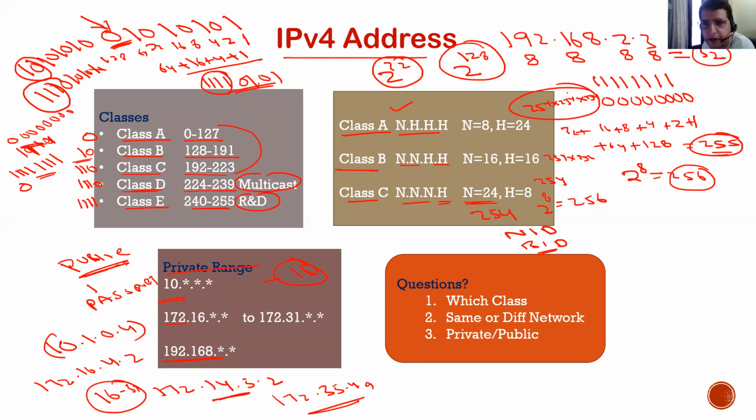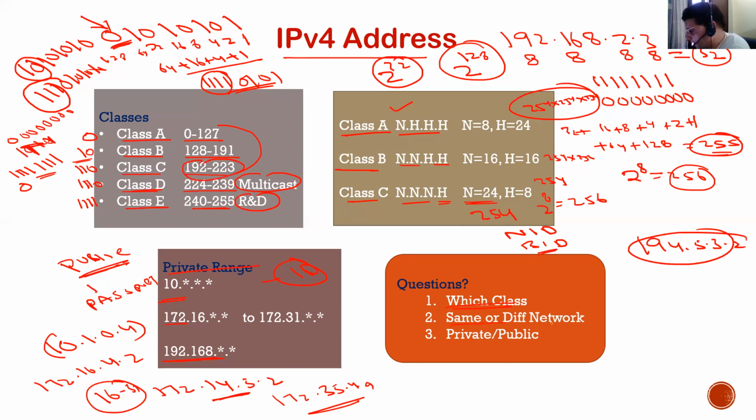So depending on your requirement, they were divided into classes. Do you need more networks or do you need more hosts? Accordingly, you can ask for that. Now, what kind of questions can you expect in any exam or certification? First, you need to understand which class. They will give you an IP address like 194.5.3.2 and ask which class this IP address is. If you see it comes in this range, it's a class C IP address. So this range is very important.